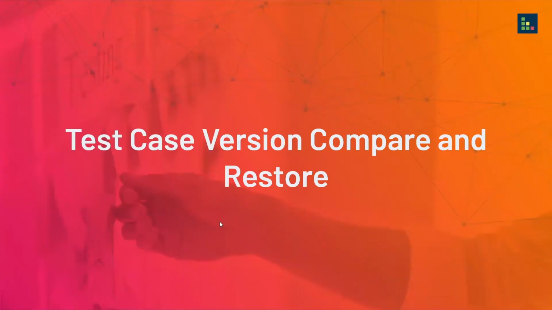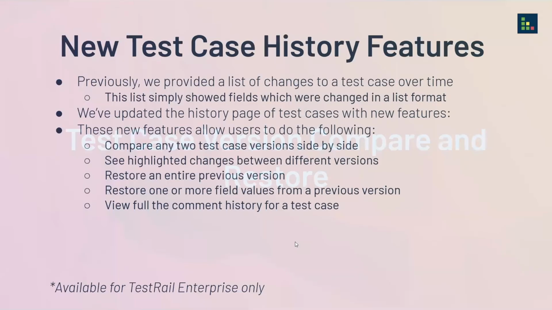On to the next feature for this release, we have a test case version compare and restore. Previously in TestRail, we provided just a list of changes over time. You could expand the details and show some of the fields that have changed, but this was primarily just in a list format. Now for enterprise customers, we've updated the history page with a few new features. In addition to that list being present, you can now actually compare any two versions side by side.